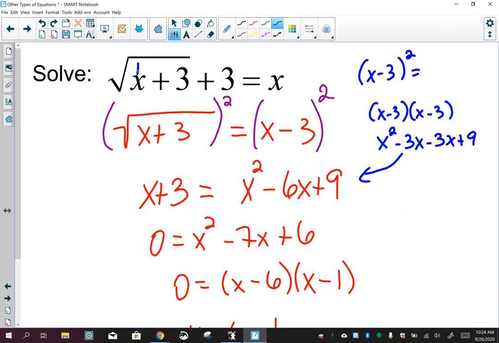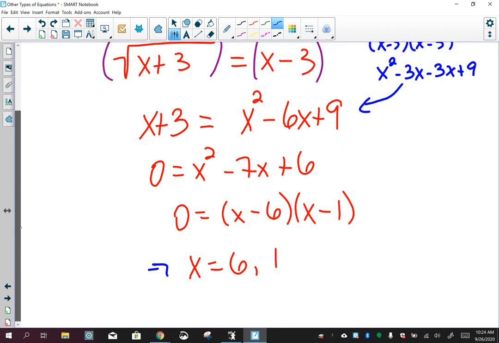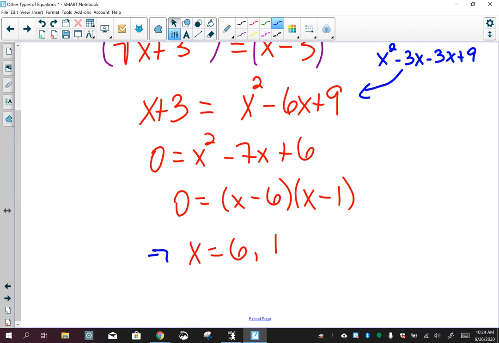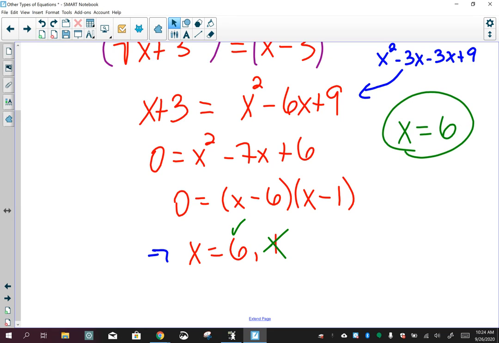Do the same thing with the 1. 1 plus 3 is 4. Square root of 4 is 2. 2 plus 3 is 5. 5 does not equal 1, so the 1 does not work. So when we're looking at this, what we wind up having is that our 6 works and our 1 does not. So the only answer that we have is going to be 6.